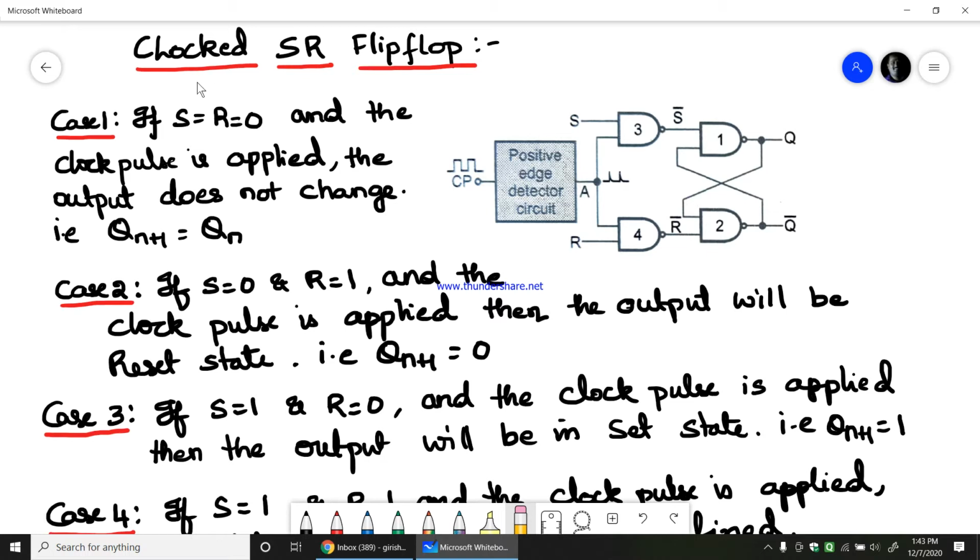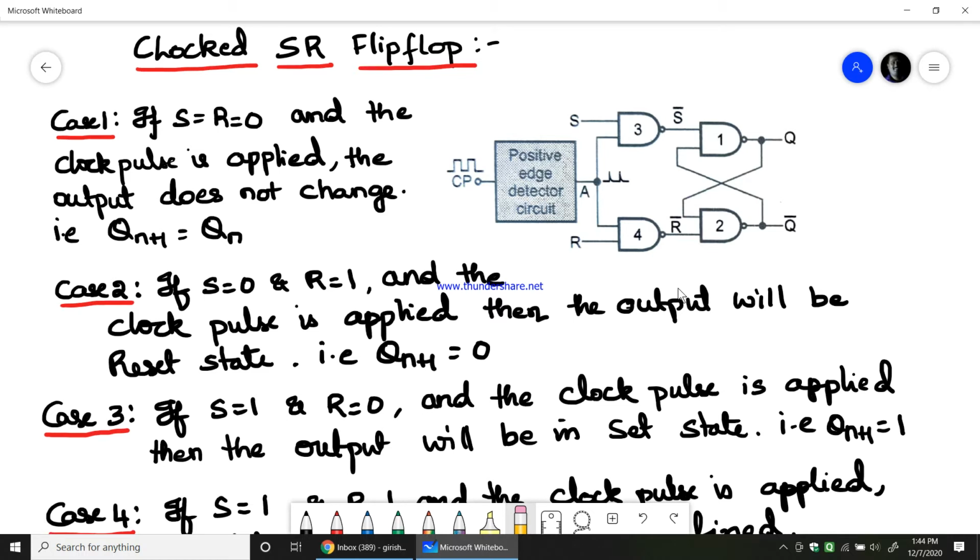We are learning a positive edge detector circuit which is being given here. So we are learning a clocked SR flip-flop which is positive edge triggered, with a positive edge triggered clock pulse given to the SR flip-flop. So this is the block diagram, or you can say the gate diagram, for the SR flip-flop.